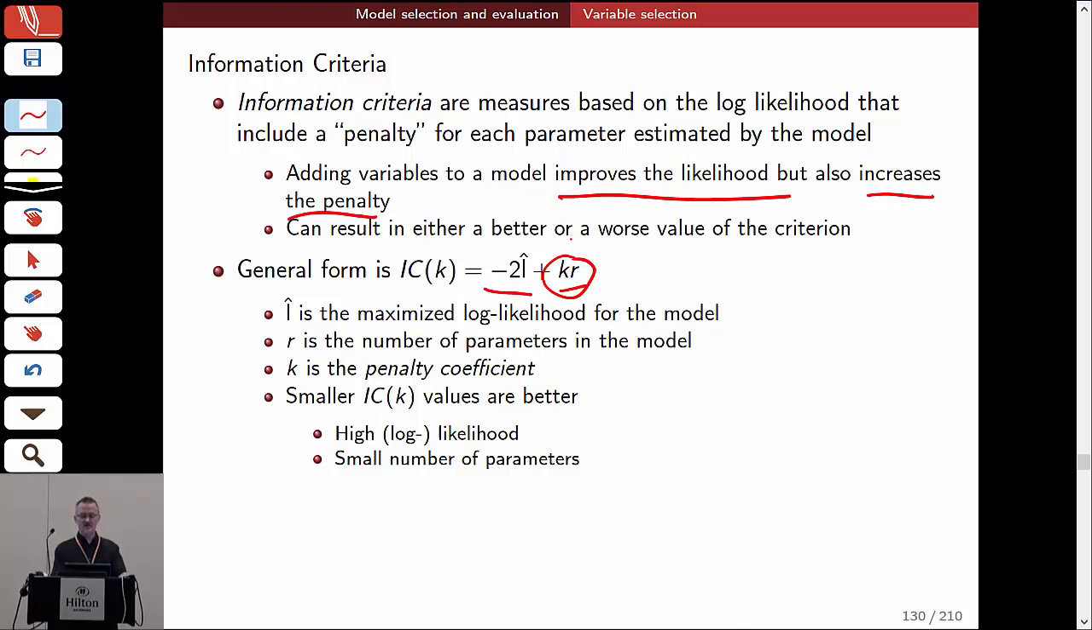So if k is some number and you start increasing r, then you're adding to this value while you're taking away from it by increasing the log likelihood. So the balance between having a small value of -2 log likelihood and not too large a value of the penalty is where you want to find a good model. As a result, small values of this criterion are better because they have a high log likelihood with a small number of parameters. That's the best model you can find.